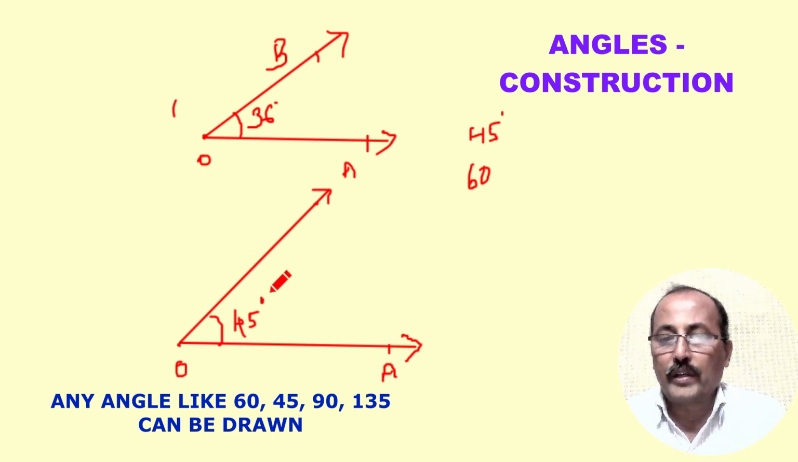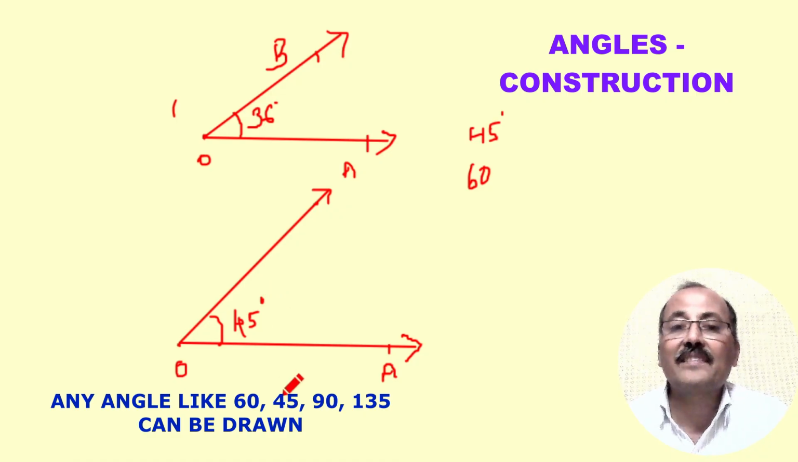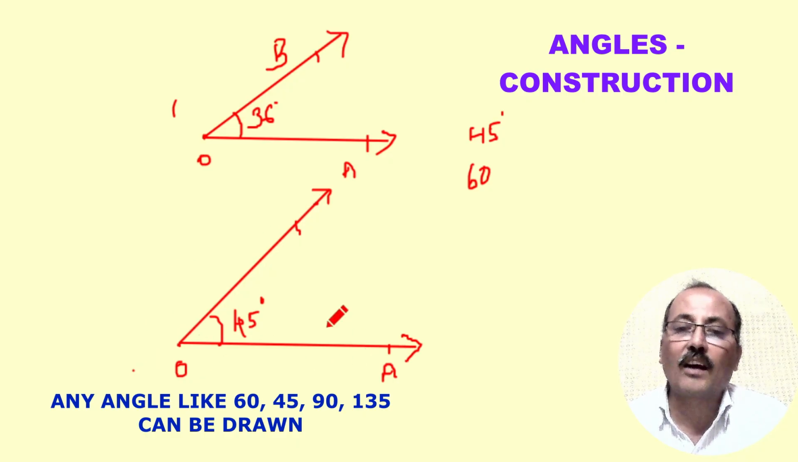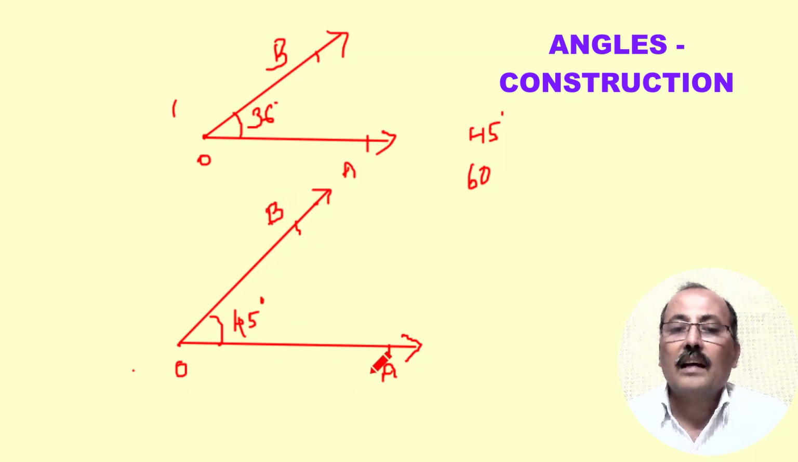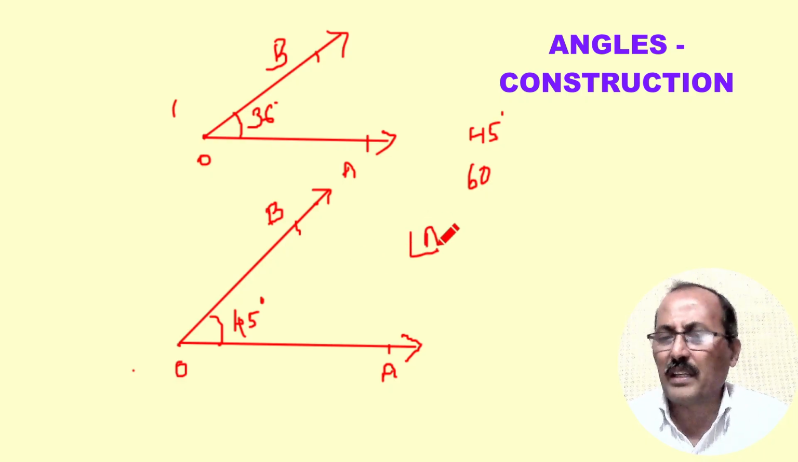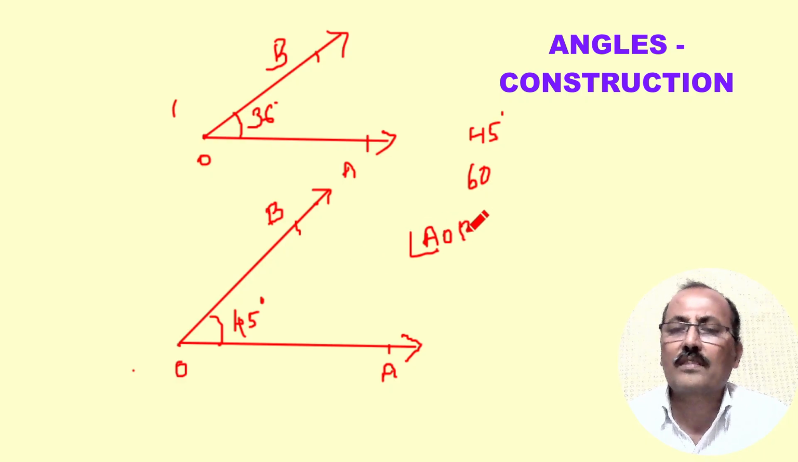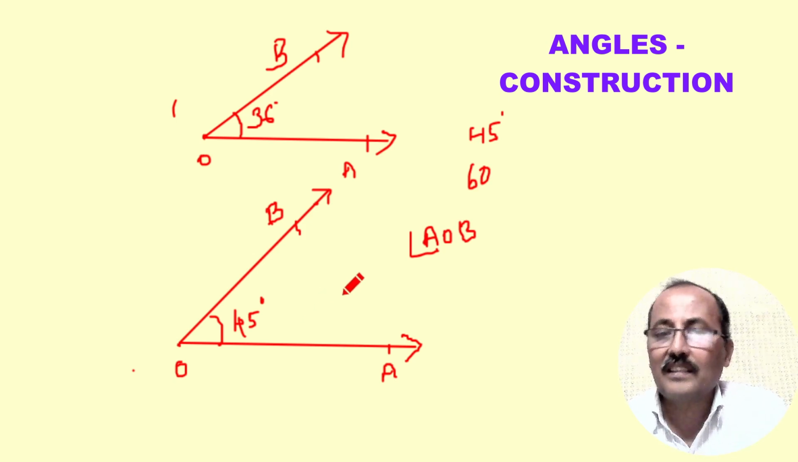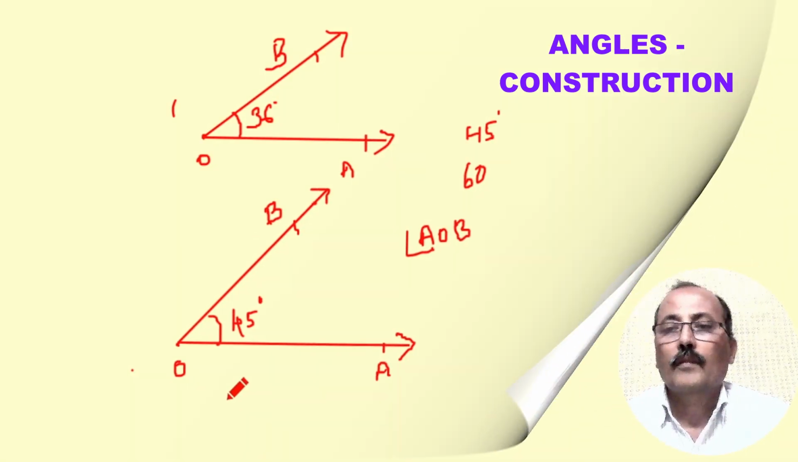Draw a ray OA, or if they are asking angle ABC, suppose they are asking ABC, means A here, B here, C here. Now I am drawing AOB. What is that angle AOB? Angle A, center point O, and if they ask angle AOB, if they are not asking also, you can take yourself, naming AOB. You have to name an angle, then only you can say this angle AOB is 45 degrees. Are you clear, children? Shall I go to the next topic?